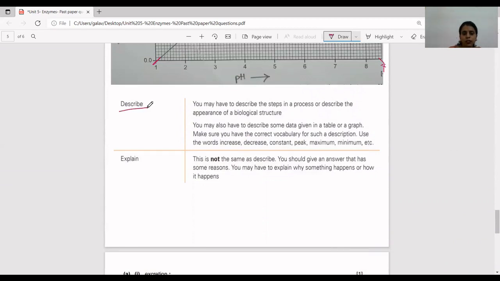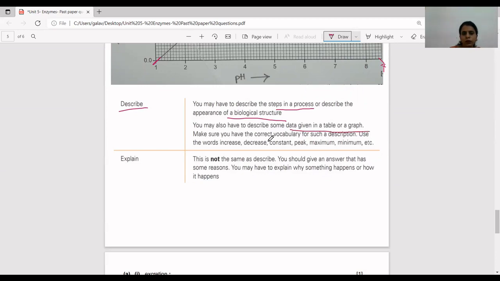Whenever a describe question is given, it can be given on topics like: they might ask you to describe the steps in the process. Okay, in any process describe the steps, this question could be given, or describe the appearance of a biological structure. If any biological structure is given to you, you have to describe that particular appearance. And you may also have to describe some data given in a table or a graph. So our question right now is based on this sentence: some data given in table or graph.